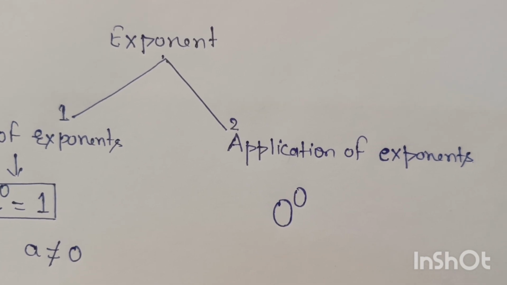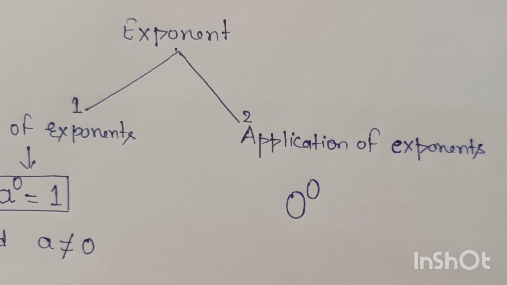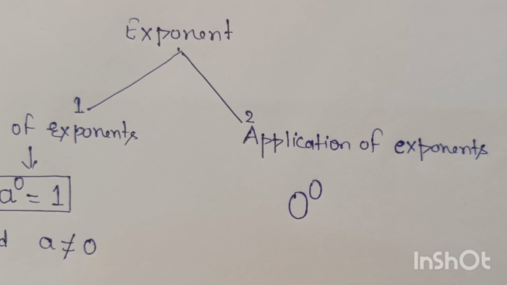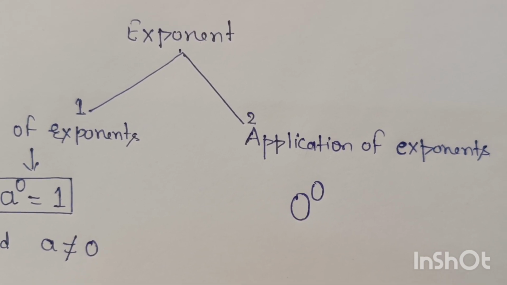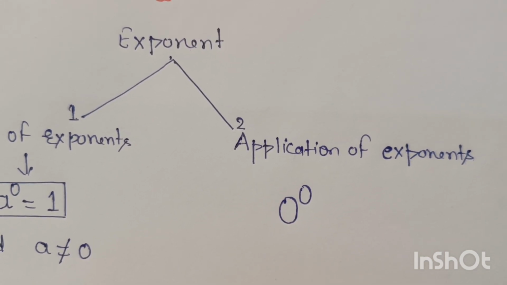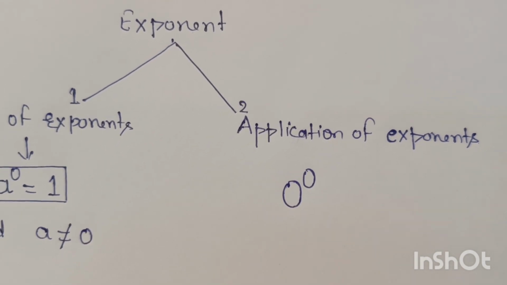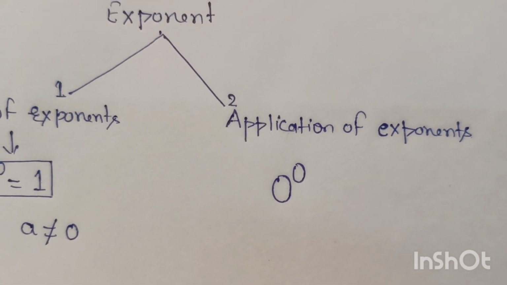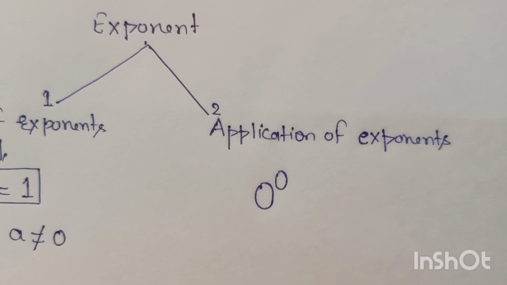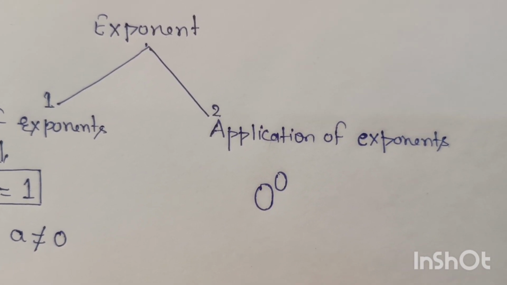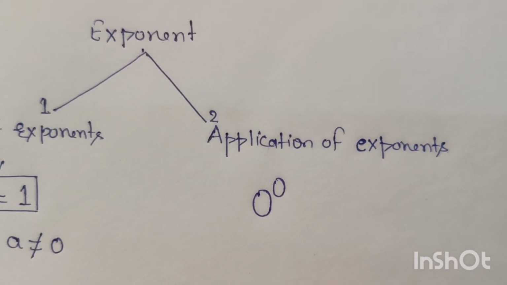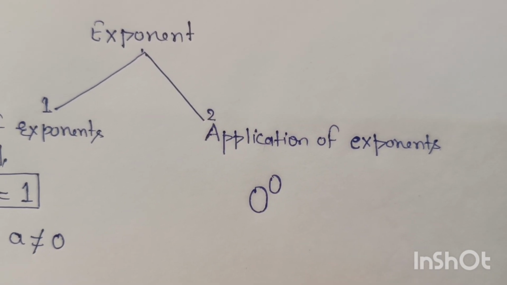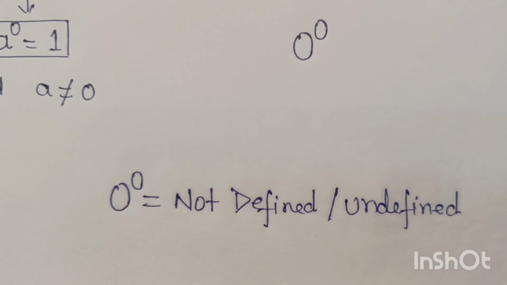Because this law, a raised to the power 0 equals 1, is not going to work here. According to this law, a should be non-zero, but here we are having 0. So we are going to keep this 0 raised to the power 0 in application of exponent, and according to this we cannot define what is the value of this expression. So we can say that we cannot define this value, so the answer should be not defined.